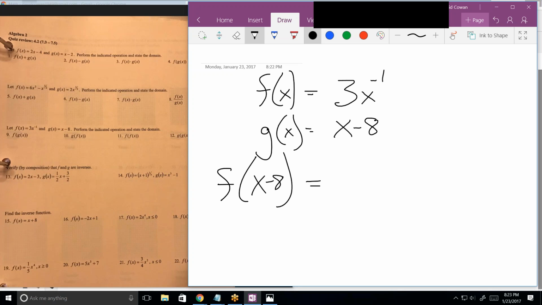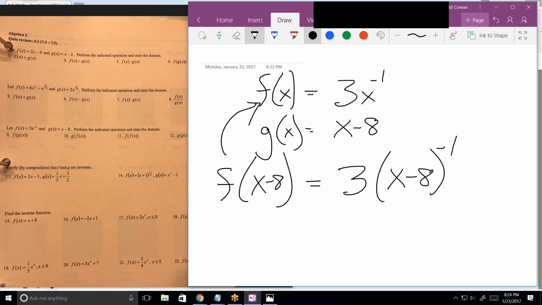It's real simple. Wherever you see x, plug in what's inside the parentheses. But you have to do it on that function, not the g of x function. So 3x to the minus 1 power. Put parentheses in there. In other words, all I did was plug in x minus 8 wherever I saw x.